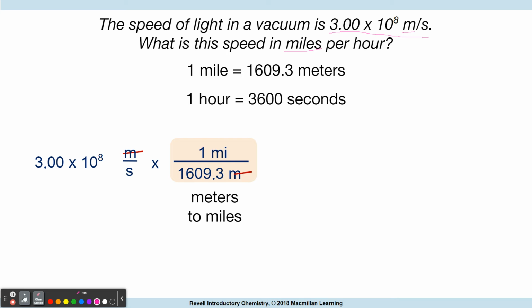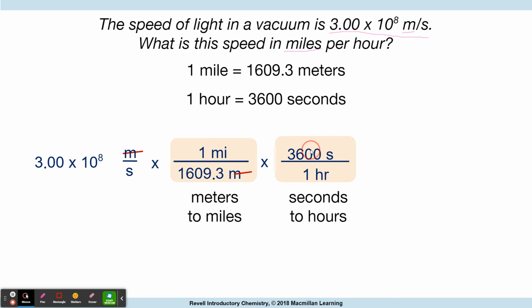Now this is the next step, and this is the important part. You create another dimensional analysis, and now you want to get rid of seconds. So to get rid of seconds, you put seconds on the bottom, because that's how you get rid of it, hours on top, and then you find the conversion for that. So basically you're doing it in 2 steps. You're doing the 1 unit, and then you're doing the other unit.